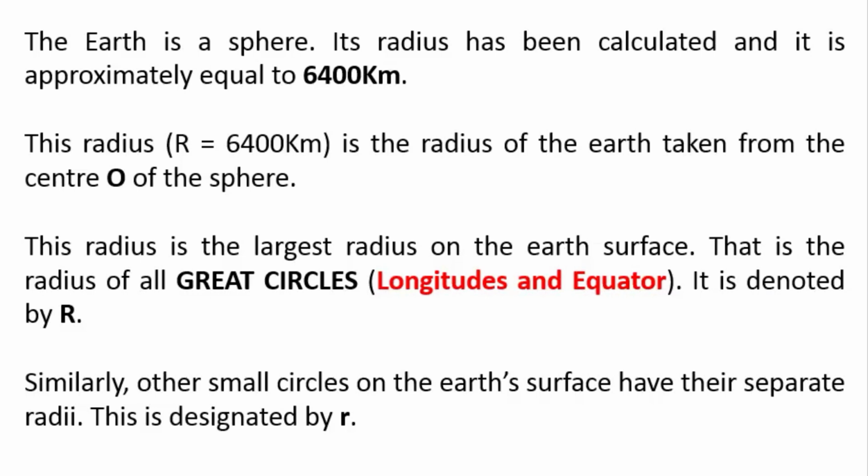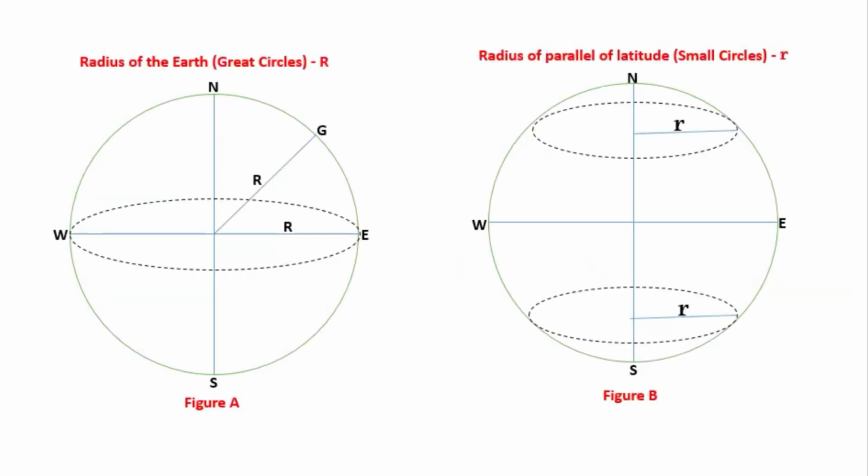Similarly, other small circles on the Earth's surface have their separate radii, which are denoted by a small letter r. So this is what we are talking about. We see figures A and B. This shows us clearly what the circle is all about, the sphere.